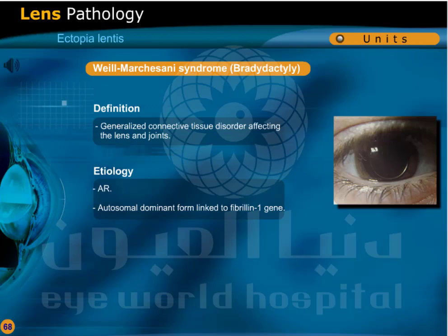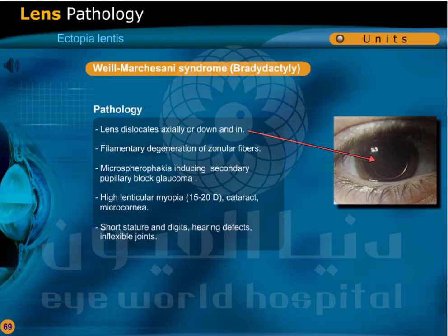Weill-Marchesani syndrome, brachydactyly. It is a generalized connective tissue disorder affecting the lens and joints. It could be an autosomal recessive or autosomal dominant form linked to the fibrillin 1 gene. In brachydactyly, the lens dislocates axially or down and in. Filamentary degeneration of zonular fibers is present.